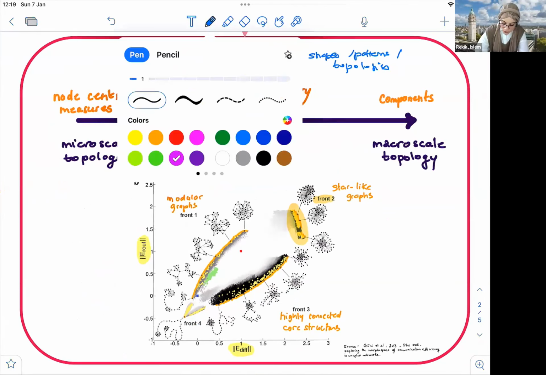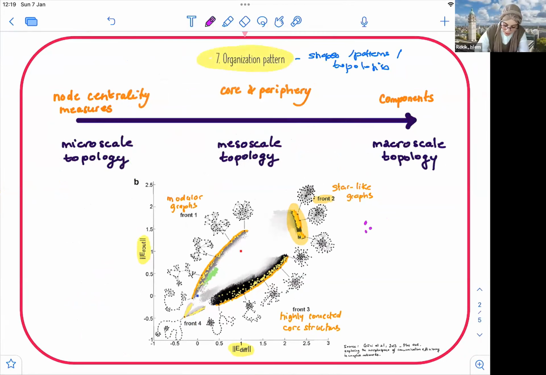So you have a sort of star-like graph, like maybe a few densely connected nodes within a core, and a lot of peripheral nodes around, okay? Another type we find in front 3, where we find what we call the core structure. You have a core and a bunch of peripheral nodes emanating from the core. So you have different topologies. Here you have a huge core and a few peripheral nodes. So this is what we call the core structure in a graph.